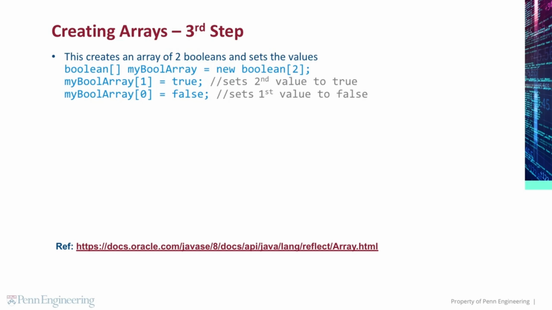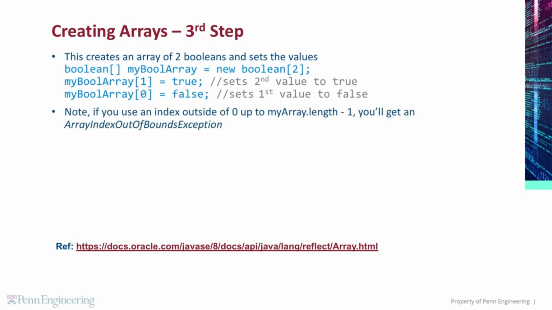This creates an array of 2 booleans, and then sets the individual values. Note, if you use an index outside of 0 up to myArray.length minus 1, you'll get an array index out of bounds exception.